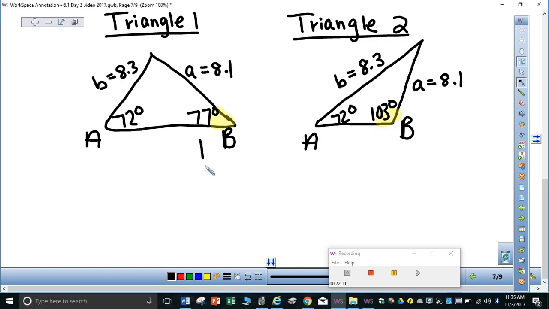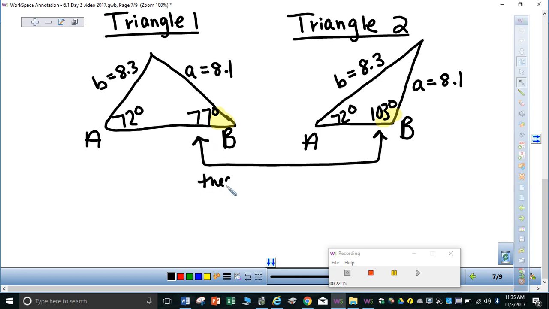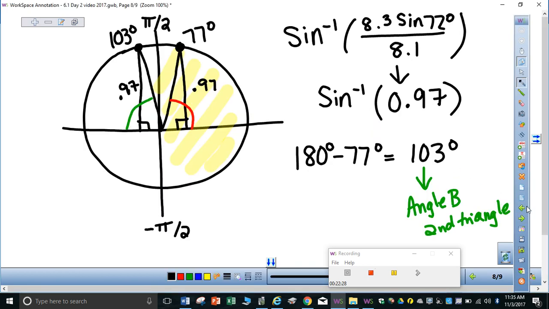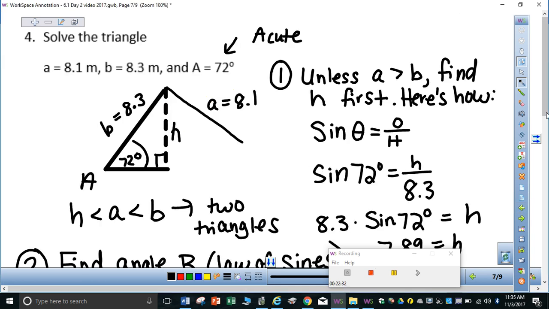Now here's what I want you to write down as part of your notes: these two angles will always add to 180 degrees. Okay, so I showed you this picture here to help explain why that's the case. You don't have to draw a picture like that for every problem.